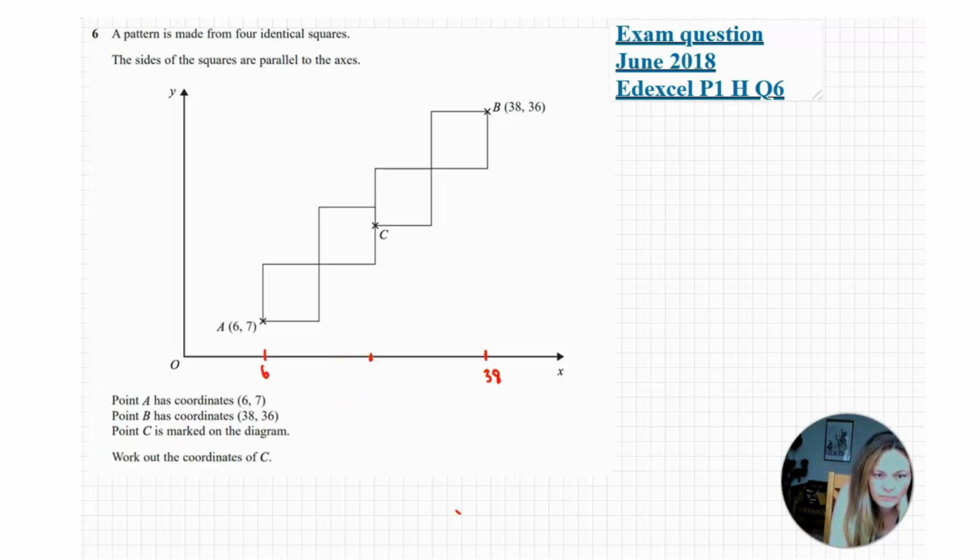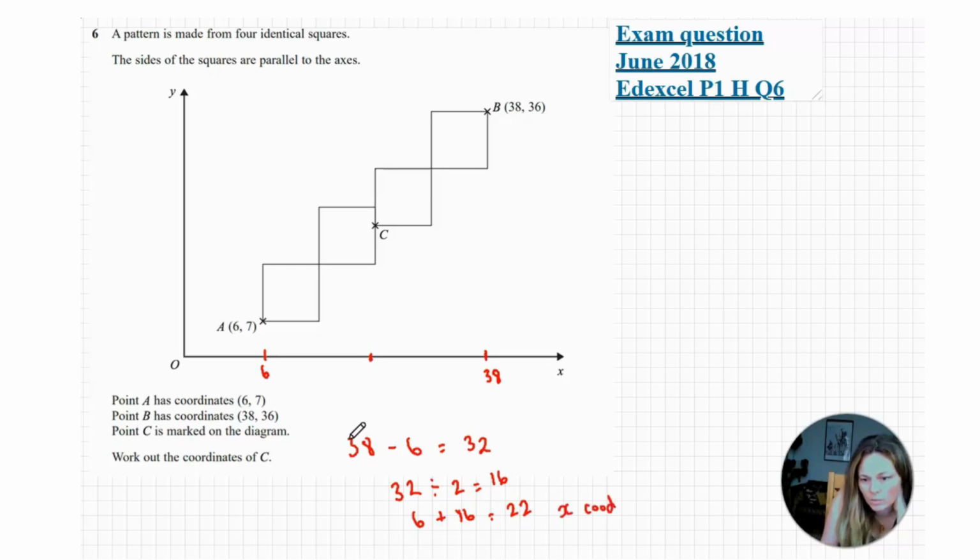So, what did we say? We said that 38 take away 6 is equal to 32, and then we said 32 divided by 2, which is the halfway point, is 16, and then we were going to find out what 6 add 16 is. So 6 add 16 gives us 22. So that would be our x coordinate. I'm just going to label that coordinate fairly obviously there. Okay, right, so 22 is our x coordinate, and that's the easiest one to find, I think. So let's just put 22 on there.